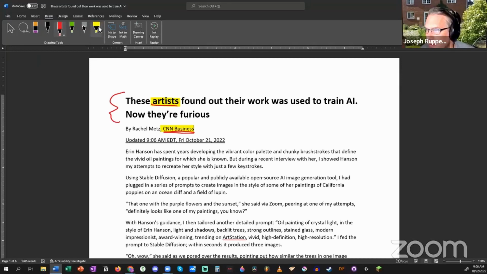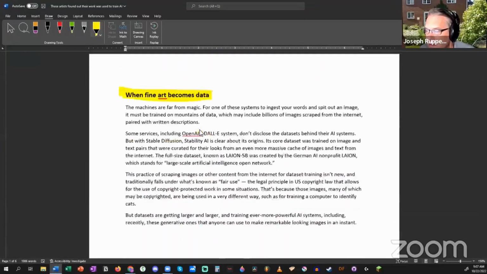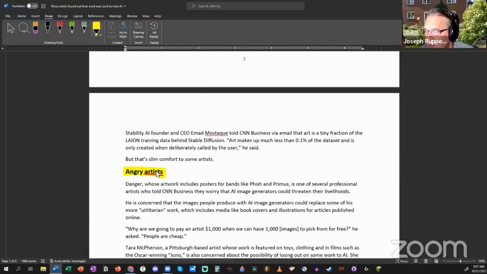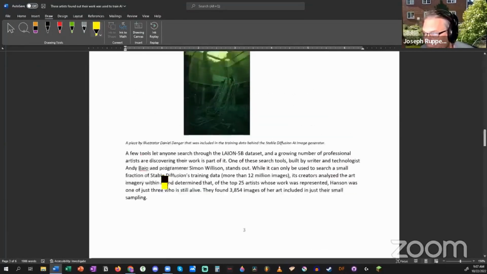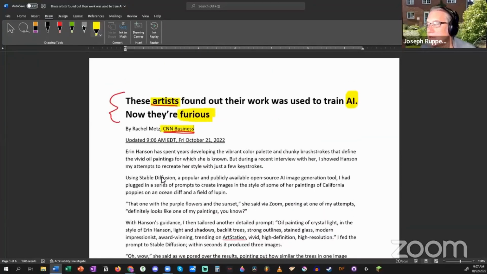Okay, great. Artists found out their work was used to train AI, which is, of course, artificial intelligence, and now they're furious. What is the meaning of the word furious? Furious, of course, means angry, right? So they're furious, they're angry. And as we've seen down here, one of the headings was Angry Artists. So the title is pretty straightforward and easy to understand.